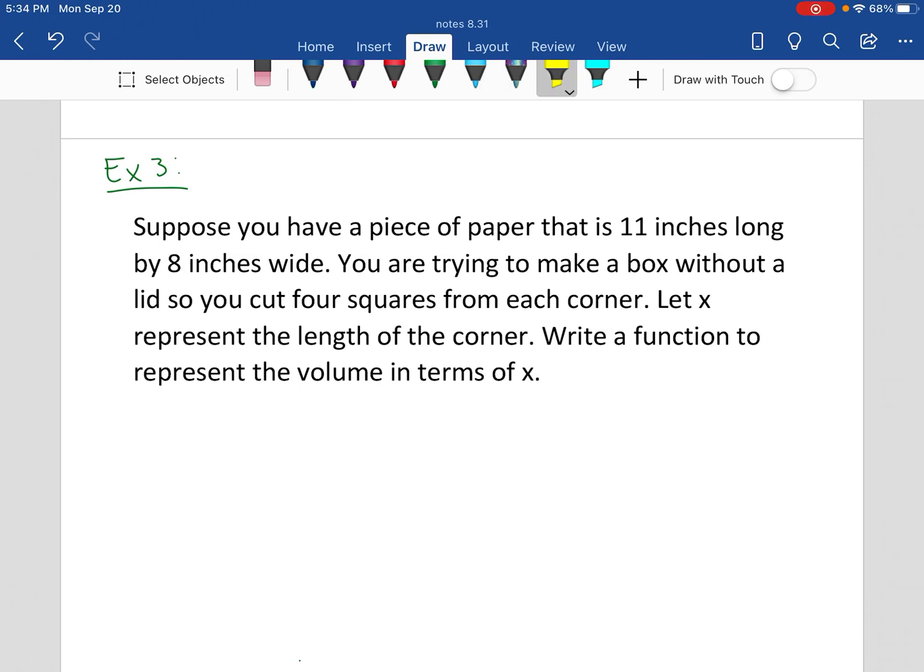I'm going to go ahead and highlight my important information. I have a piece of paper that is 11 inches long by 8 inches wide. This is important. I'm trying to make a box, but I cut off 4 squares from each corner. I'm going to let x represent the length of that corner. So I need to write a function for the volume. My final answer is going to be volume is equal to something.